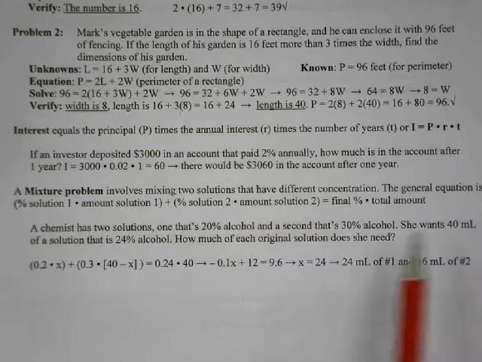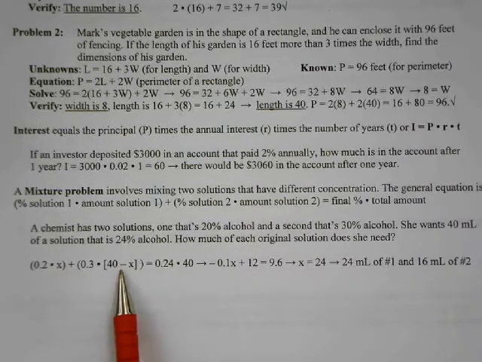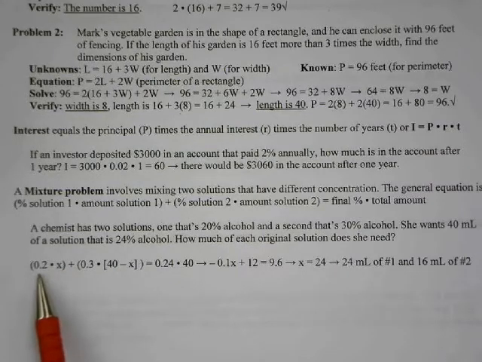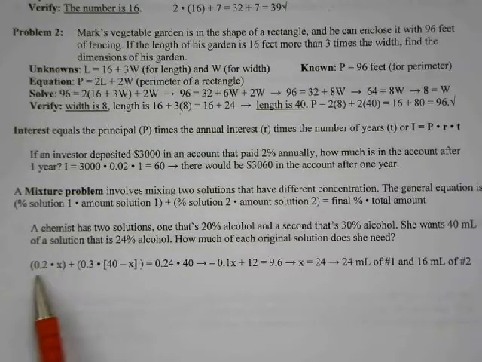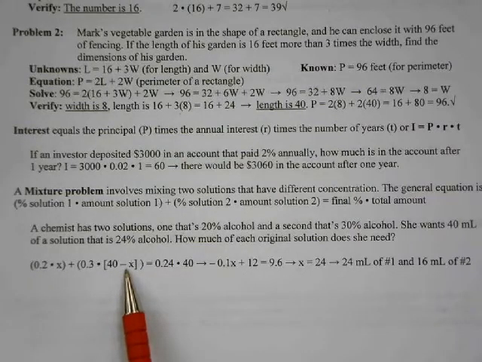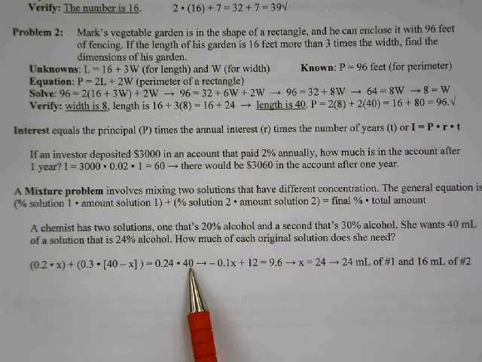So if I say I have x amount for the first solution, then the rest of it has to be the second solution. So first off, my 0.2, that was the 20%. My 0.3, that's the 30%. x is however much of the 20% I have. 40 minus x is the rest of it. Because again, they got to add up to 40. Here's my final percentage and then the 40 milliliters total that I wanted.